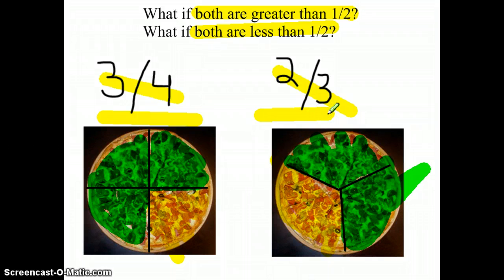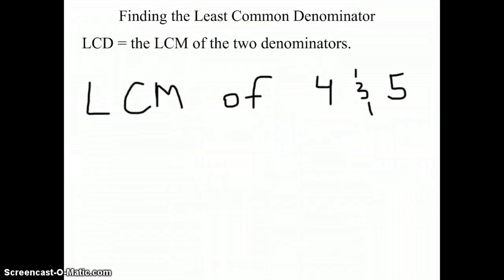Alright, now we're going to learn a way that'll work no matter what when we're comparing two fractions. And this is a way that can get confusing, so make sure you're paying attention here. We're going to find the least common denominators. Remember, when we're talking denominators, that's the number that's on the bottom of a fraction. To find the least common denominator, we must first remember what least common multiple is, because to find the least common denominator, we have to find the least common multiple of the two denominators.